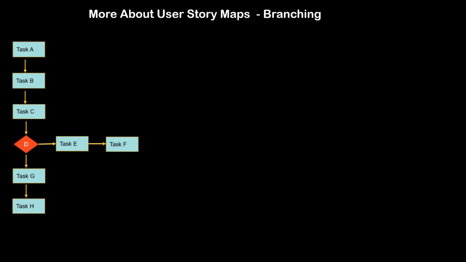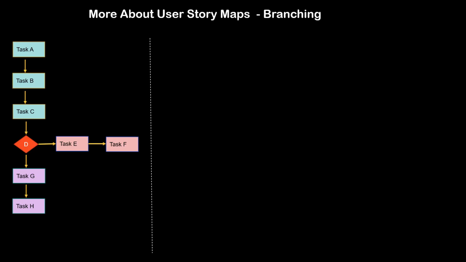If you are representing this in a flowchart or an activity diagram, then this is exactly how you would represent it. You would have a decision node with two branches, one leading to E and F, the other leading to G and H. But if you had to represent this in a user story map, you wouldn't do it this way.